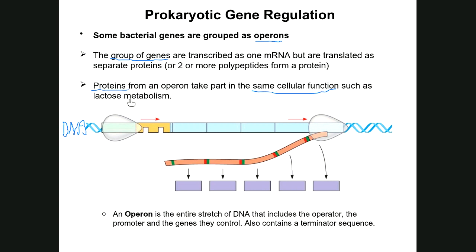We will go over two specific types of operons. One of them is known as a lac operon. It contains three genes that code for three separate active proteins, which are enzymes involved in the metabolism of lactose. So we'll go over this more in depth.